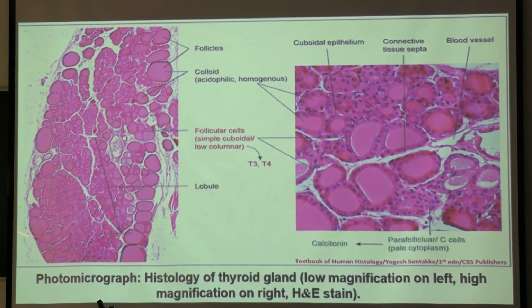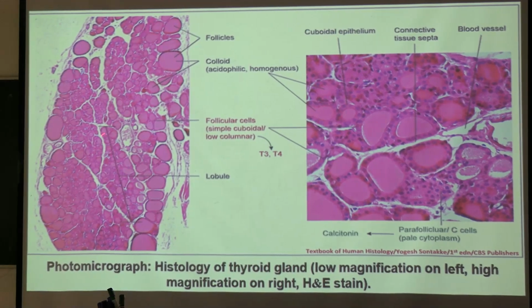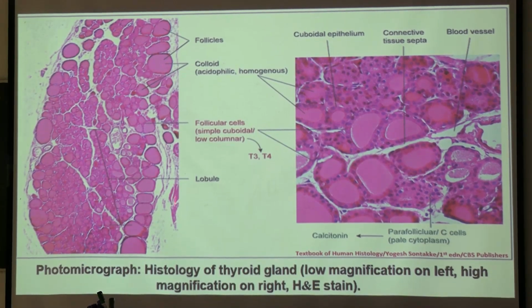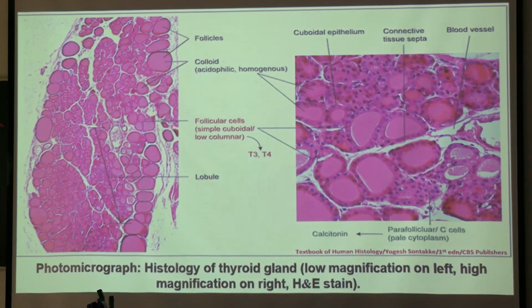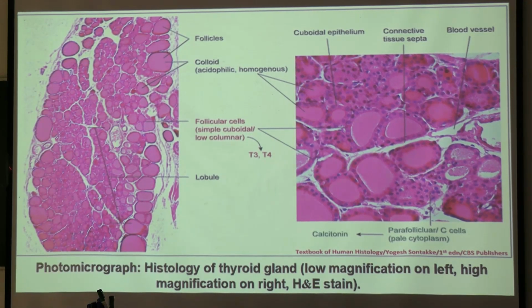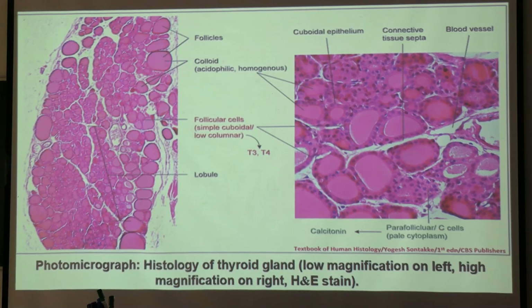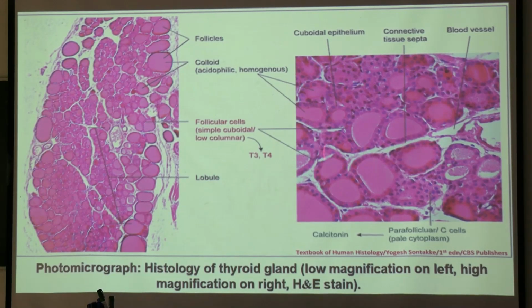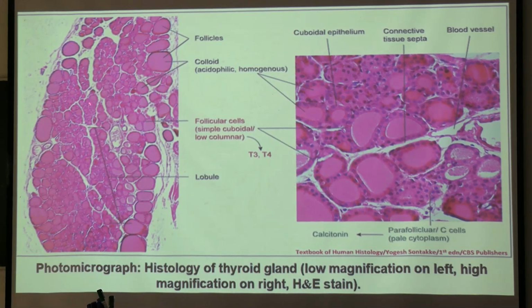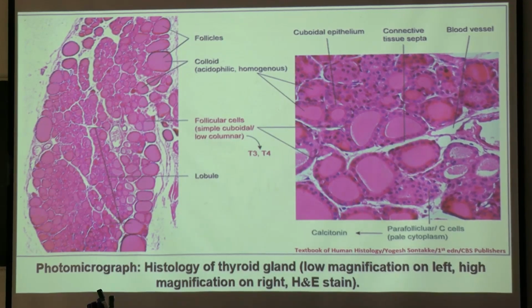So these are the follicles of different sizes filled with colloid material, and these are the connective tissue septa formed by loose areolar connective tissue, and there are sections of blood vessels. All these are sections of blood vessels you can see within the septa. Okay, and follicles are lined by cuboidal epithelium. Here you can see the clear rounded nuclei of the cuboidal epithelium, and these white areas are the septa dividing the thyroid gland into different lobules. Okay, understood?